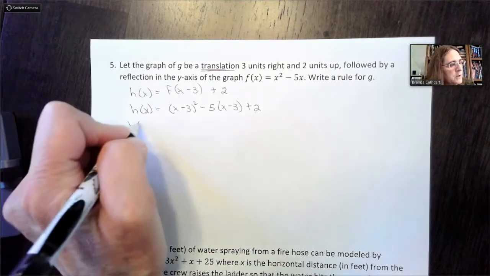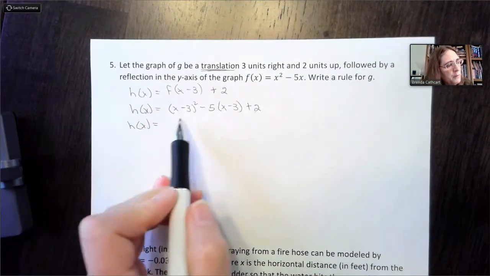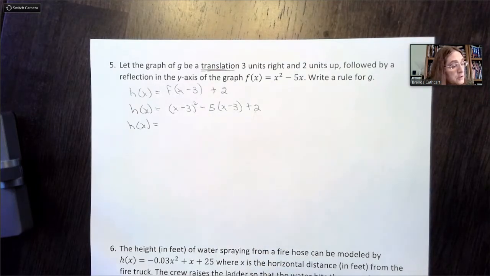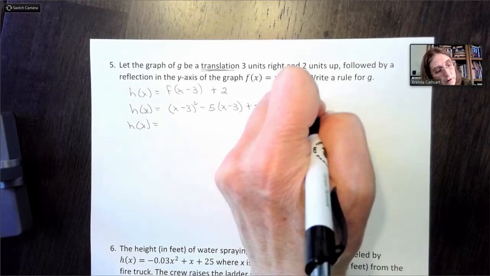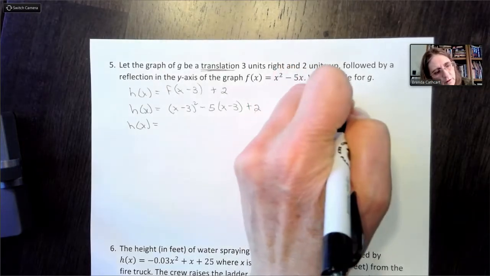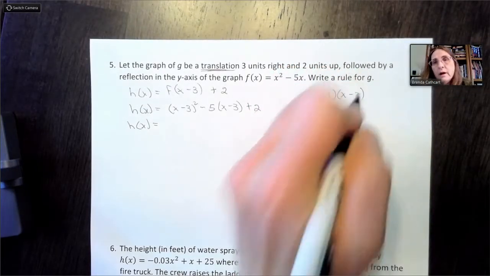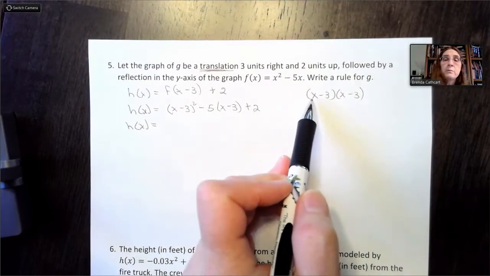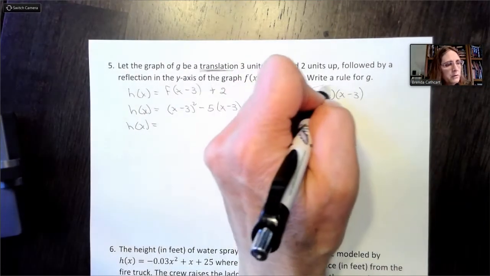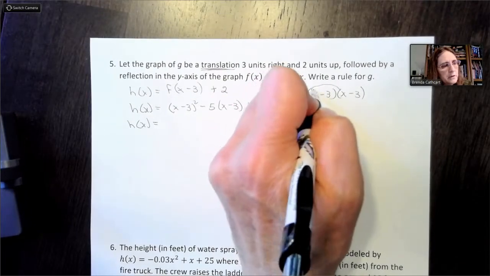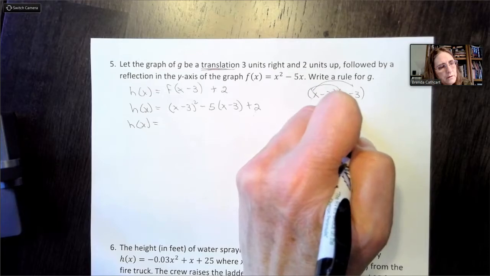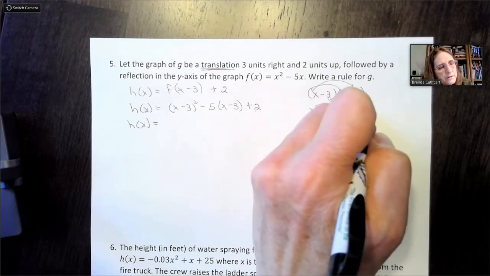Okay. Now, simplify. We have a binomial, x minus 3, and the quantity is squared. Just as a quick review of how to multiply out a binomial, we're taking the binomial multiplied by itself. The quick, easy way is to remember the acronym FOIL. We're going to do first, outer, inner, and last.